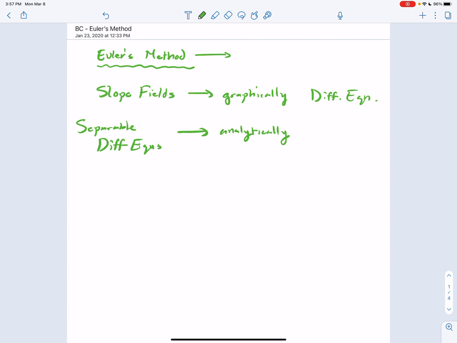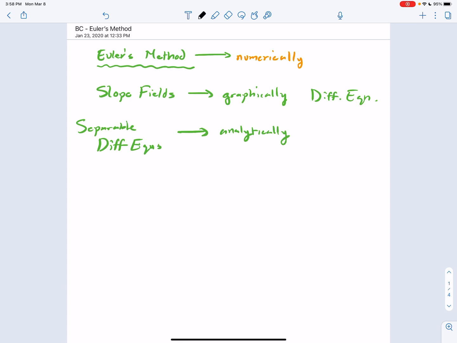Euler's method was something that was left for BC. I honestly do not know why they left it for BC instead of just bringing it on to AB because they're all related. But basically, Euler's method is the numerical approach to getting an idea of what your differential equation looks like. So let me give you an example, okay? So with slope fields, you could kind of follow the slopes to get an idea of what the graph looks like. With separable differential equations, you could actually solve it algebraically to see what the actual equation was.